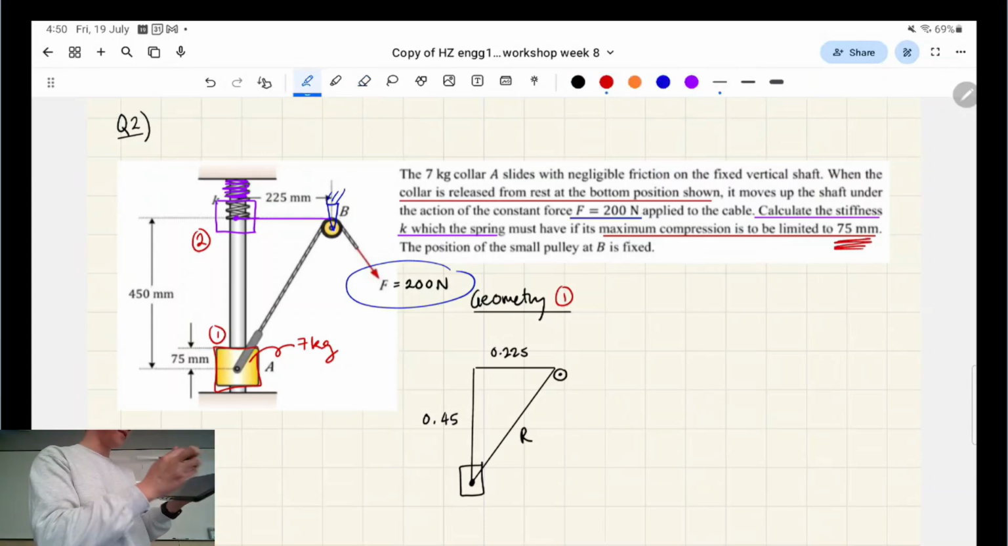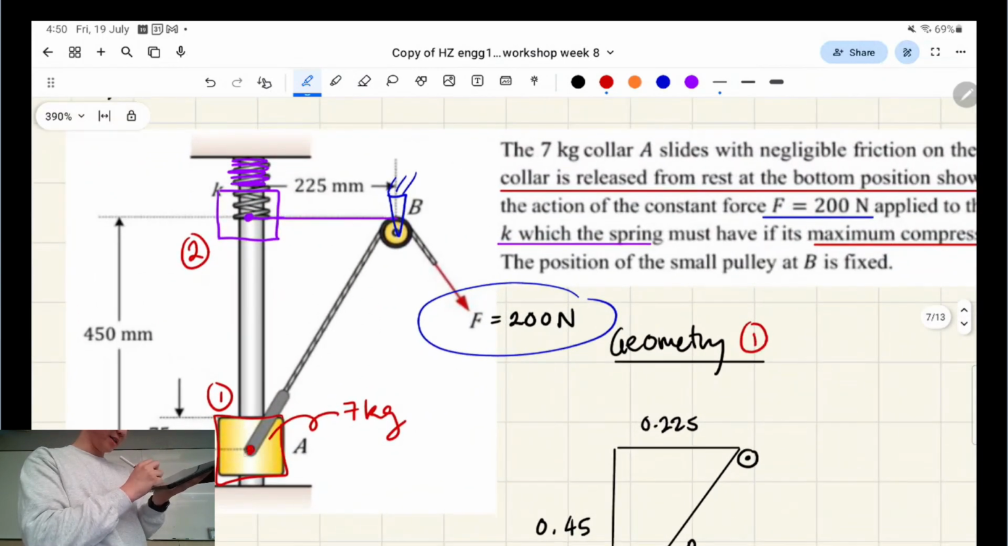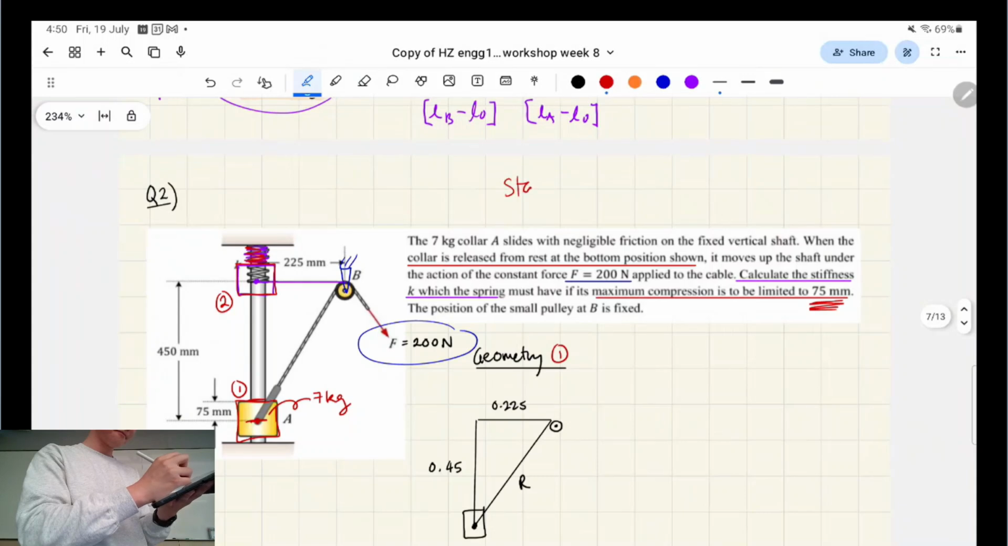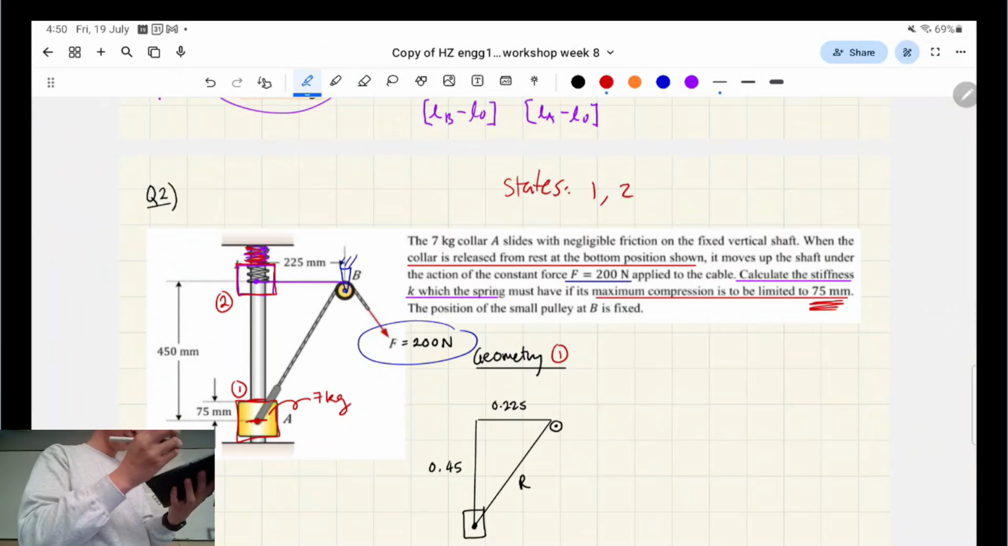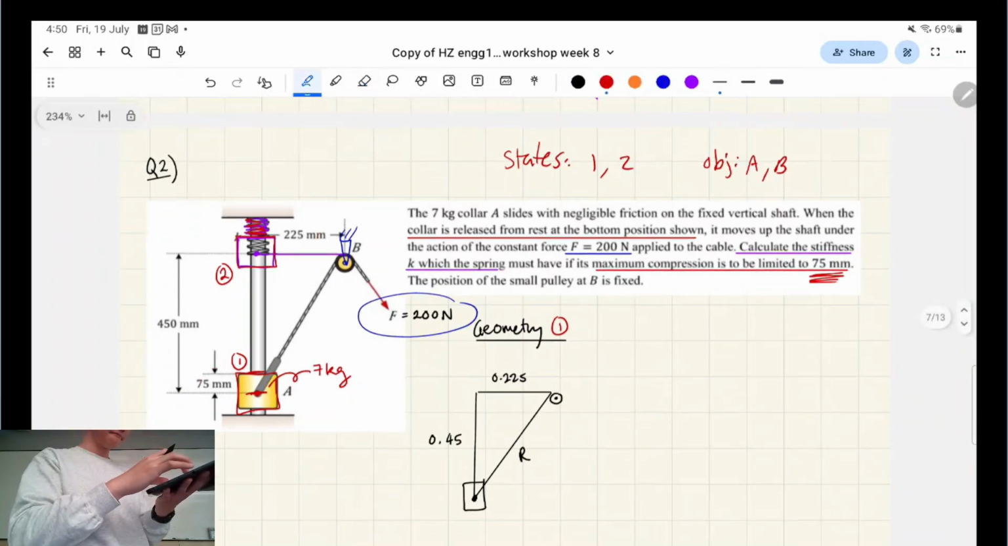Okay, basically that maximum compression of 75 for this spring just happens to be from where this is attached to the top of the spring, 75 mil, right? So our second state is just going to look like that, where the spring is compressed and this rope lines up perfectly like that, right? For this particular question, we're going to call the states 1 and 2, so states in time are denoted by 1 and 2. And we're going to be calling the objects A and B, because A is our slider and B is that fixed pulley, right?